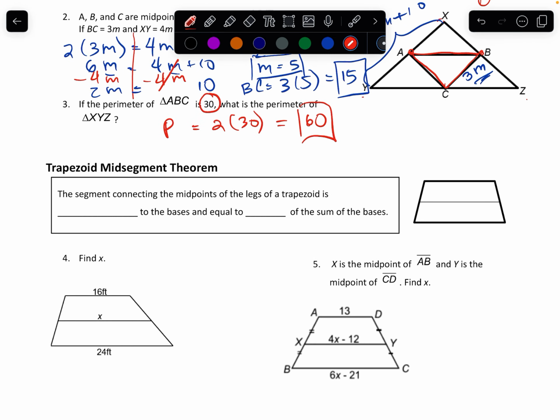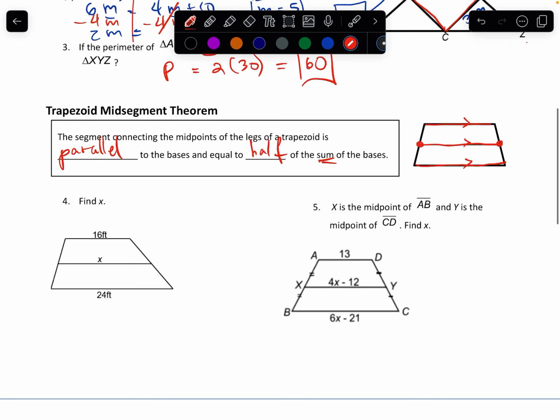So now we're on to trapezoids. The trapezoid midsegment is this line right here, which means this is a midpoint and this is a midpoint. Okay? So this midsegment is also parallel to the bases. Remember, these are bases. This top and bottom sides are called bases. It is parallel to the bases and equal to half the sum of the bases.